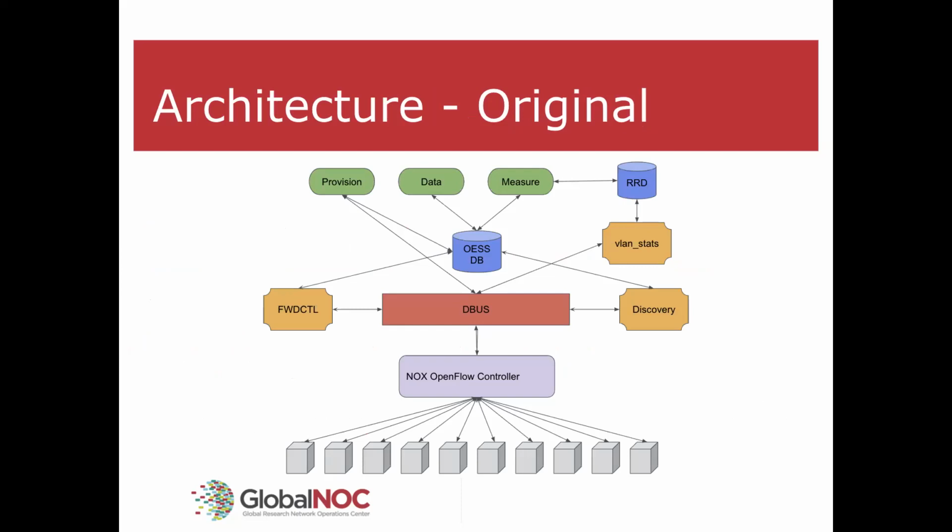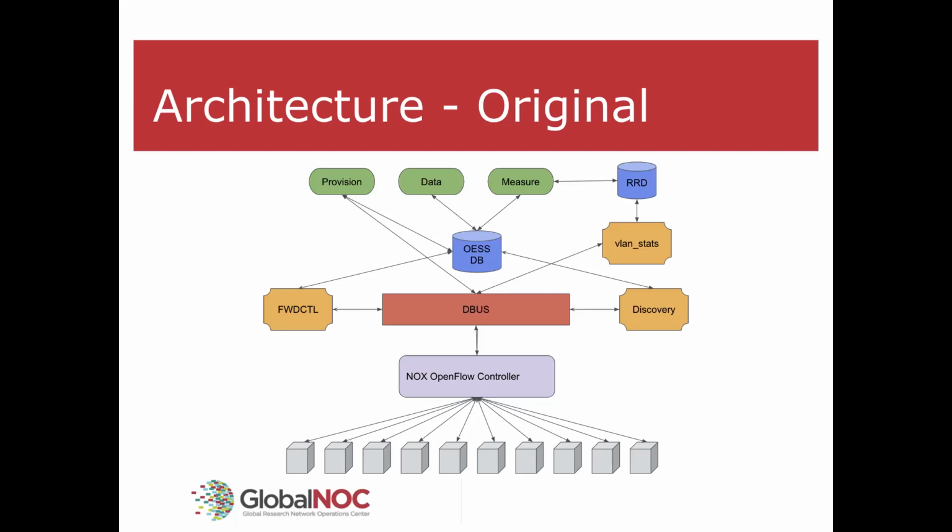So just a quick idea of what the architecture of OESS looked like when we were initially doing this. The green circles represent the web services. So these web services would interact with, say, the OESS database, create object models. And then we used a dbus channel to essentially send messages across two different processes. So we had FWD-CTL, which stands for forwarding controller. And so the provisioning CGI would basically create the database model and then send a message to dbus that said, hey, go make this live on the network.